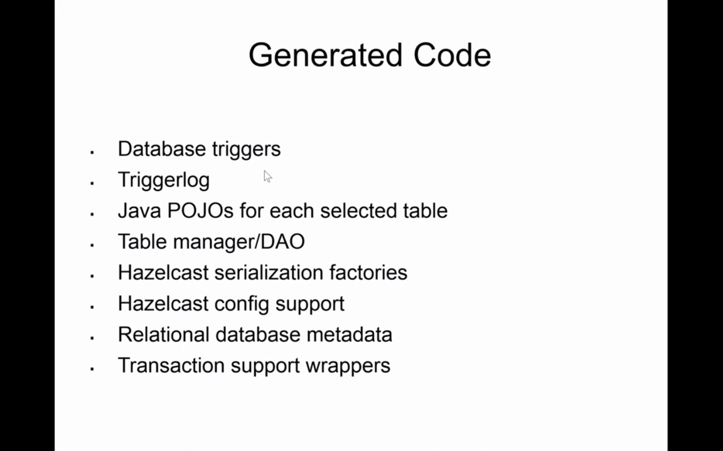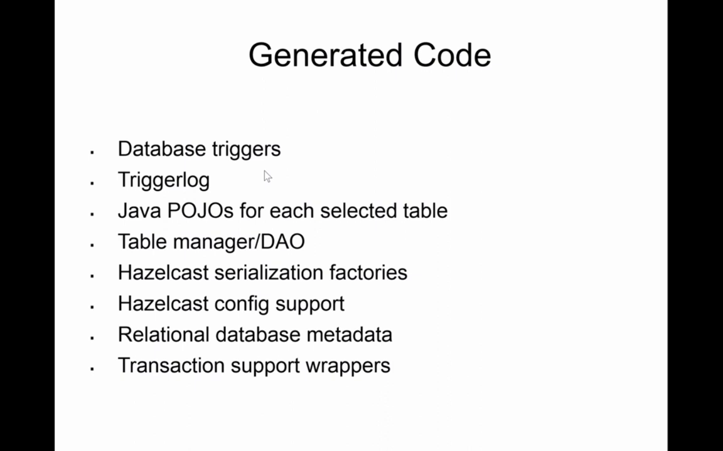Then you get something called a table manager or data access object, and you get one for each selected table. They correspond to the table itself, not the rows. So basically this entity will receive the update events from the underlying database. You can also override methods here to create new behavior and introduce new functionality.